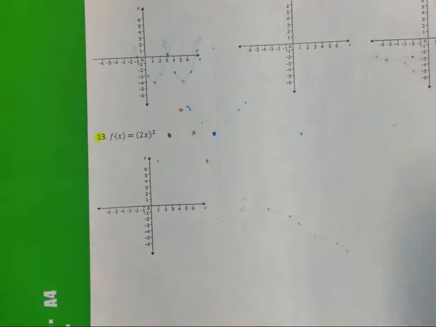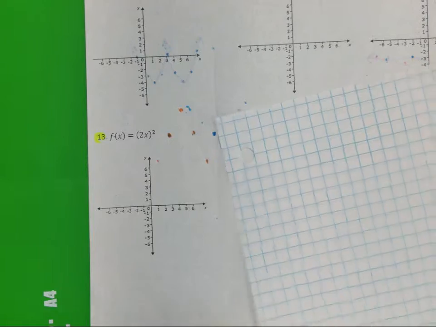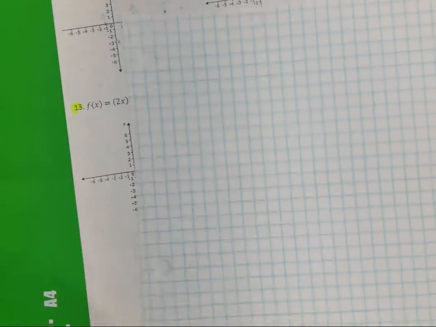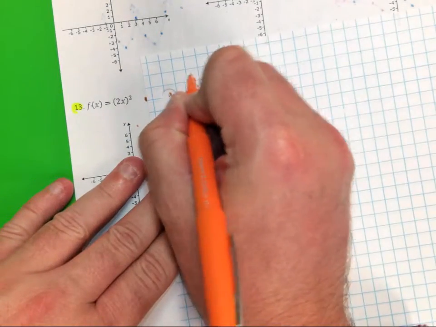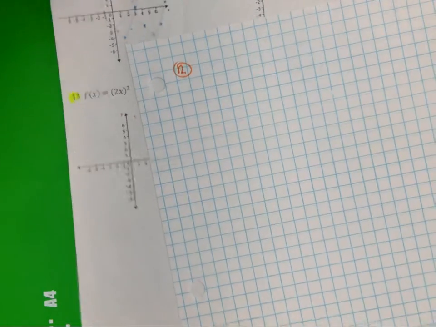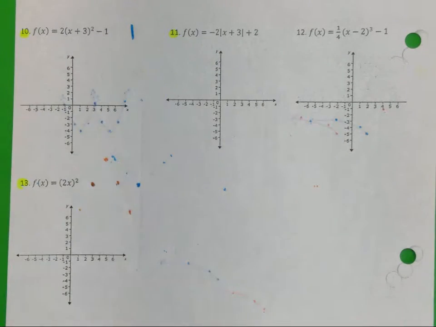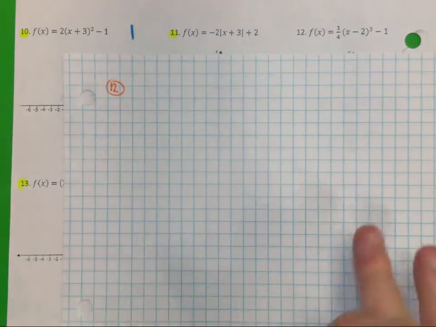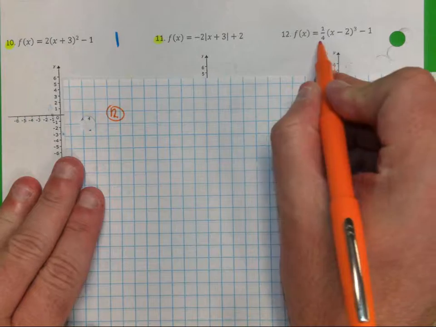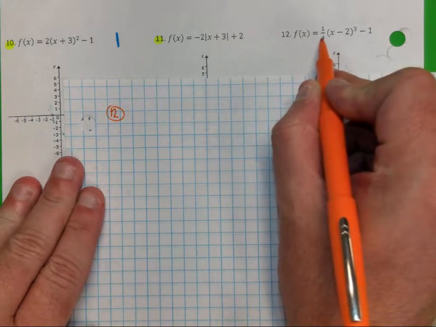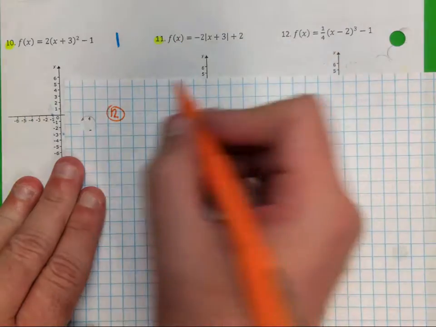Alright, let's look at number 12. 12, you'll almost have to do a table, guys, because it's kind of hard to do 1/4 in your head, isn't it? That 1/4. Right here, 1/4. Number 12. No, that's just me, made a mistake right there.